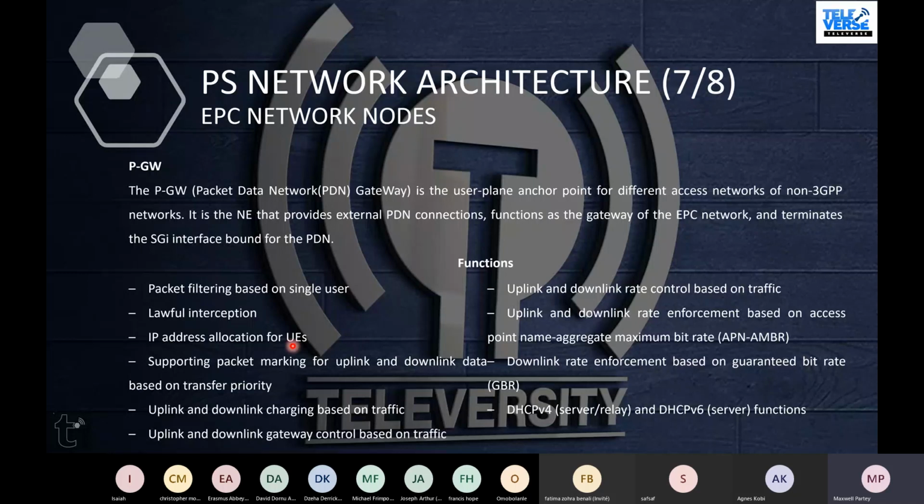Okay, that's one main function of the PGW, like the GGSN. So I told you that the GGSN is just the same node that migrated or that was upgraded to a PGW. Okay, and both of these nodes, GGSN and PGW, have the same functionality. It's just that one is being used in the GPRS network, the other is being used in the EPC network. And one main function of the PGW is the allocation of IP addresses to the UEs.